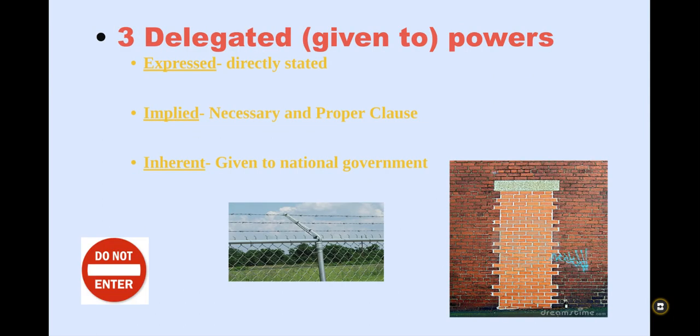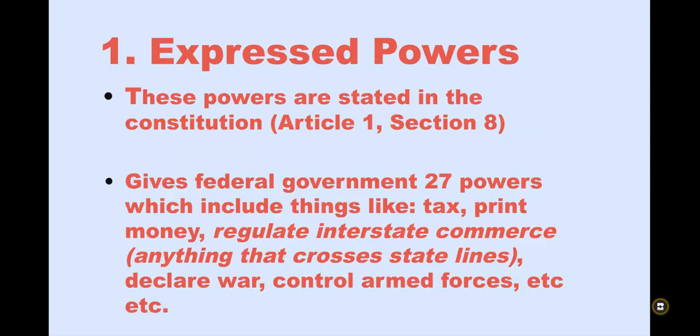Now, the federal government has three types of powers given to it, okay? They have their expressed or directly stated powers, their implied powers, and their inherent powers. So express powers are the whole things listed in Article 1, Section 8. All the things like make taxes, print money, regulate interstate commerce, anything across the state lines they can regulate, declare war, control the armed forces, all that kind of stuff, okay? What they're told they are allowed to do as listed.